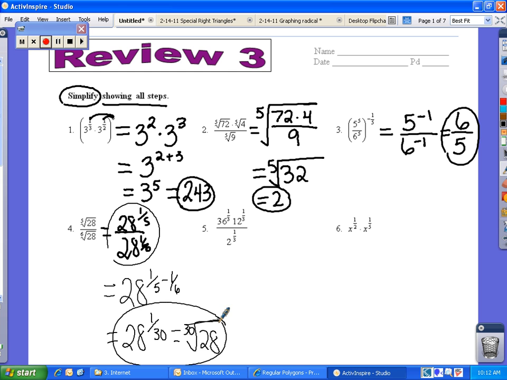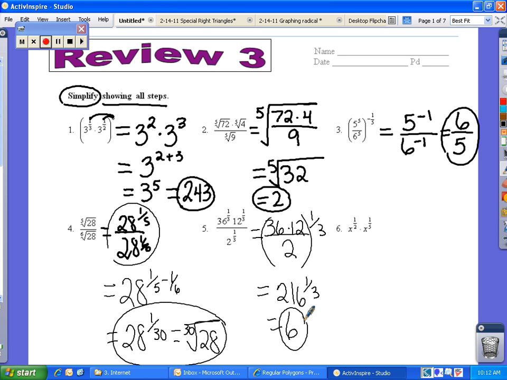For number 5, if you notice, all of these are being raised to the 1/3 power, so I can rewrite this as 36 times 12 over 2, and all of those are being raised to the 1/3 power. Now it's much easier to simplify 36 times 12 divided by 2. That's 216 raised to the 1/3 power, so that is basically the cube root of 216, which is 6.